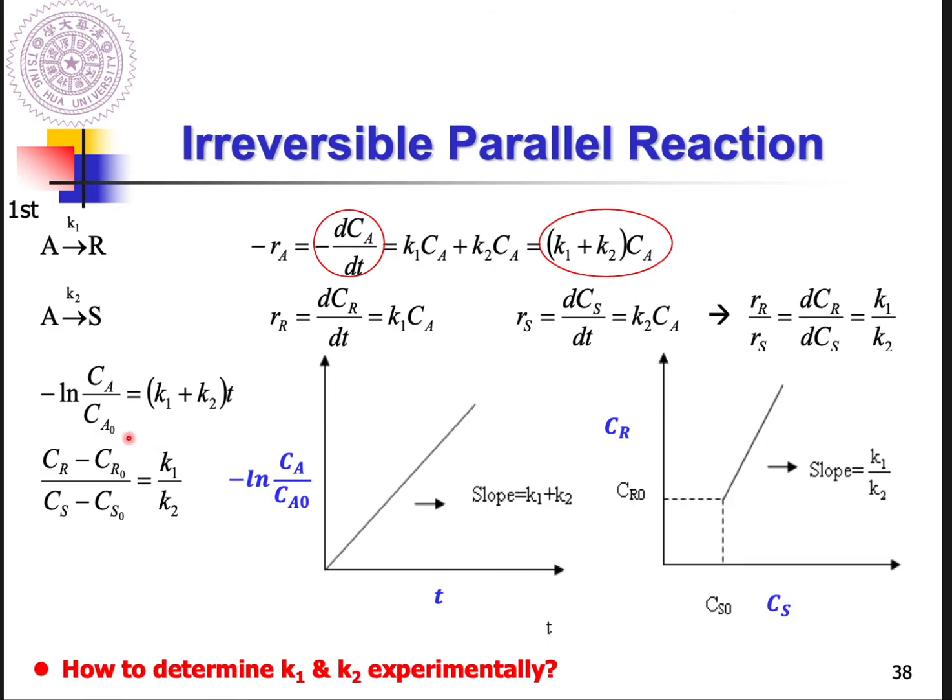First, we need to plot two figures. The first one uses this as Y and t as X. The second one you plot CR over CS. This slope will be K1 plus K2, and this slope will be K1 over K2, because you use this over this, right?